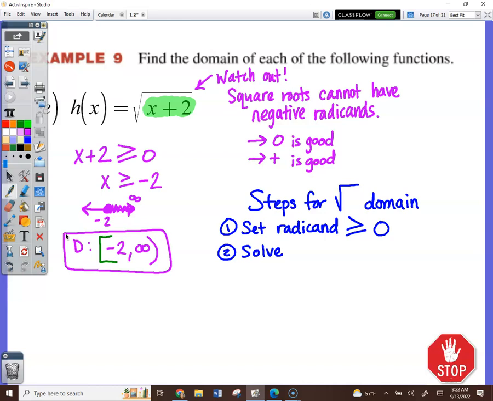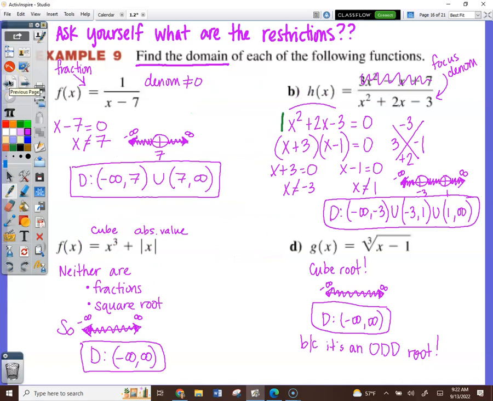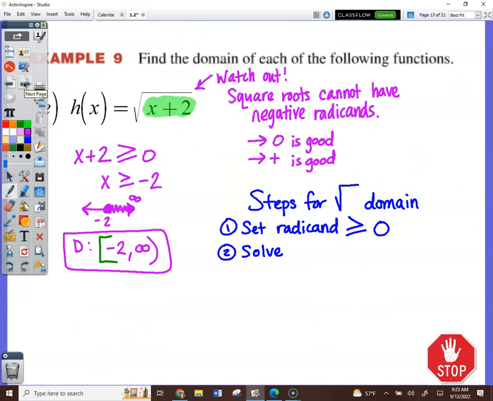So why is this one different than the fraction one? That's a fraction. There's only one number off limits, and that's 7. Please figure out these other options. Yes, you can have negatives in the bottom of the fraction. You can't have a negative underneath the square root.